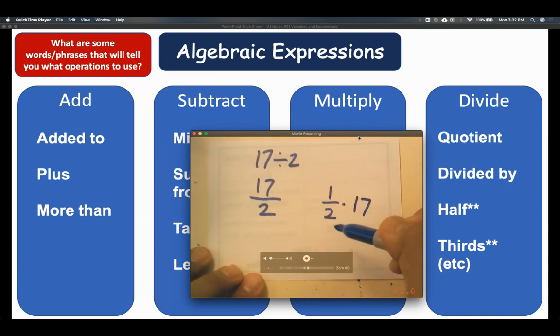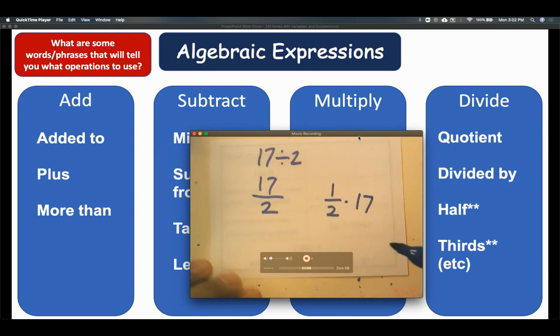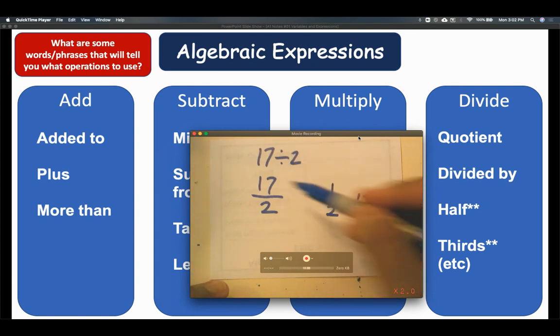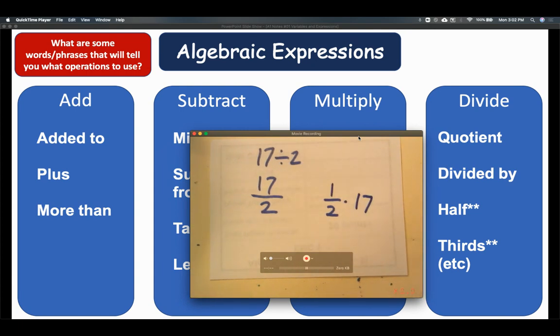Technically, well, I'll accept all three of these. So just be aware of that. If you see halves or thirds or things like that, I would not only accept it as a division, I would also accept it as multiplying by a fraction.